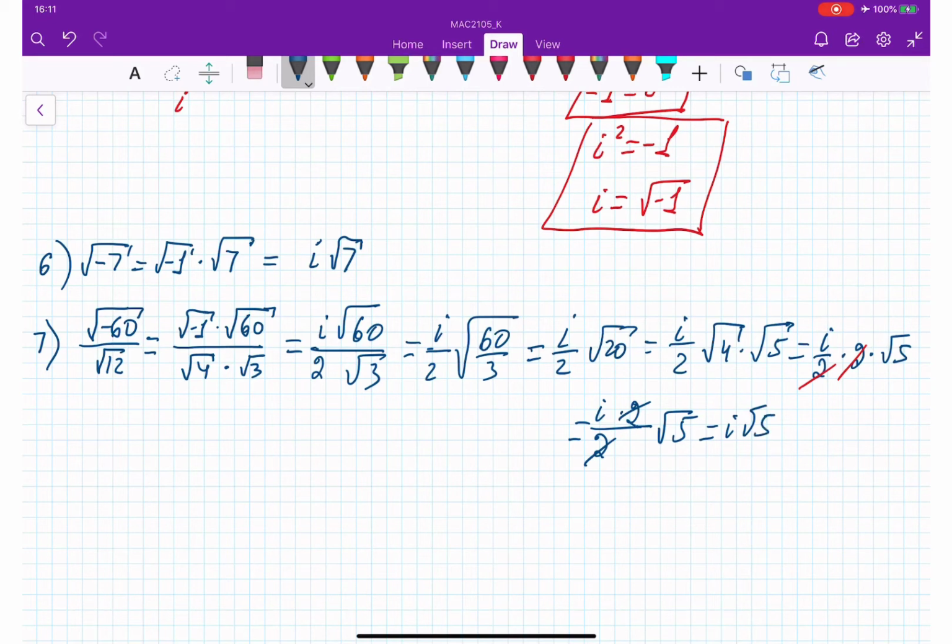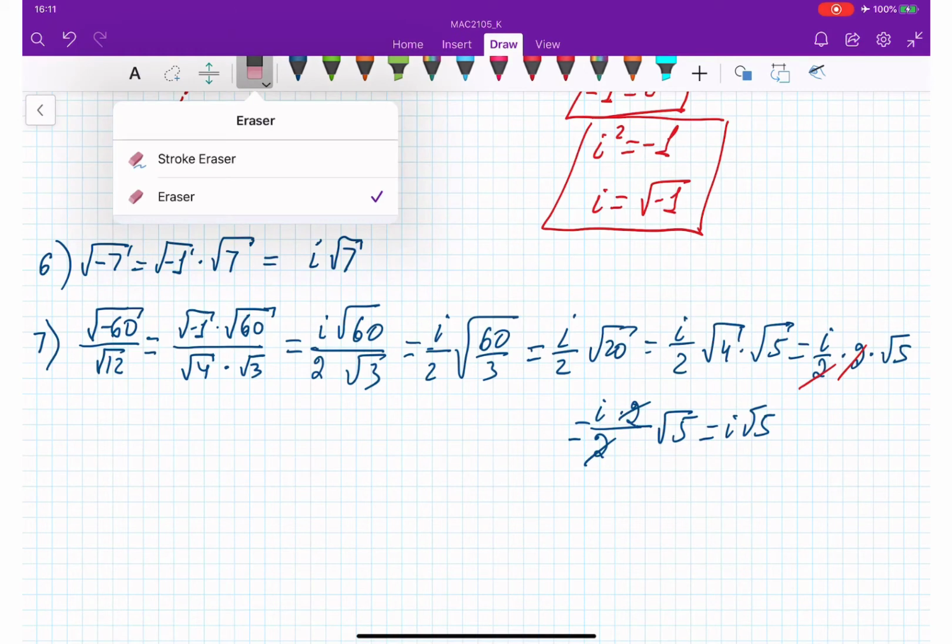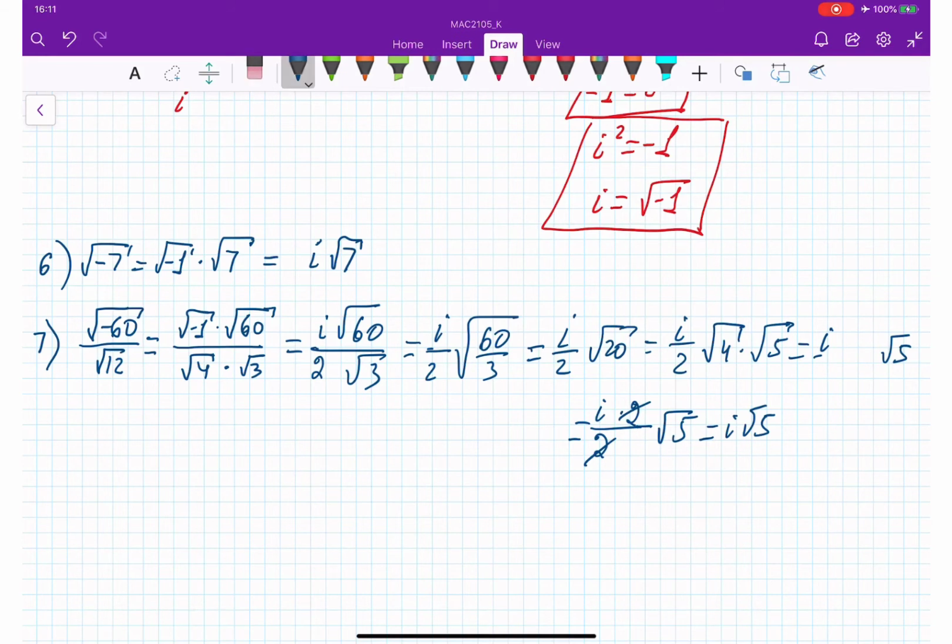I just rewrote, right? i over 2 times 2. So let me clean this red color so you can understand. i over 2 times 2 and then times the square root of 5. All right.